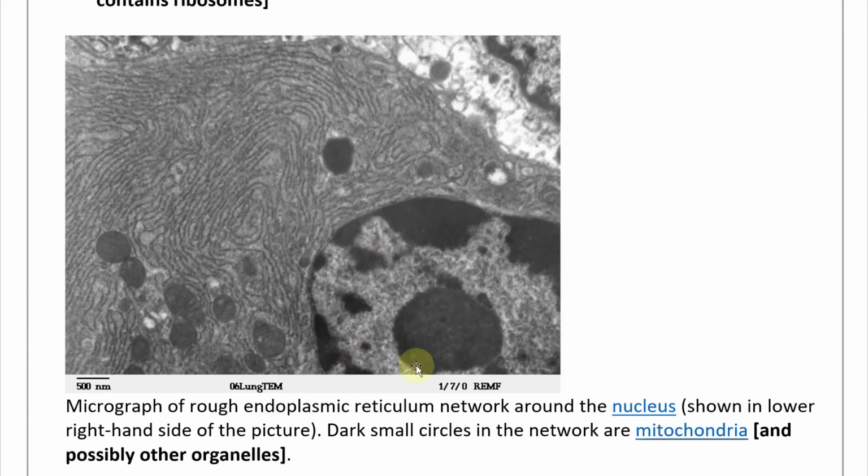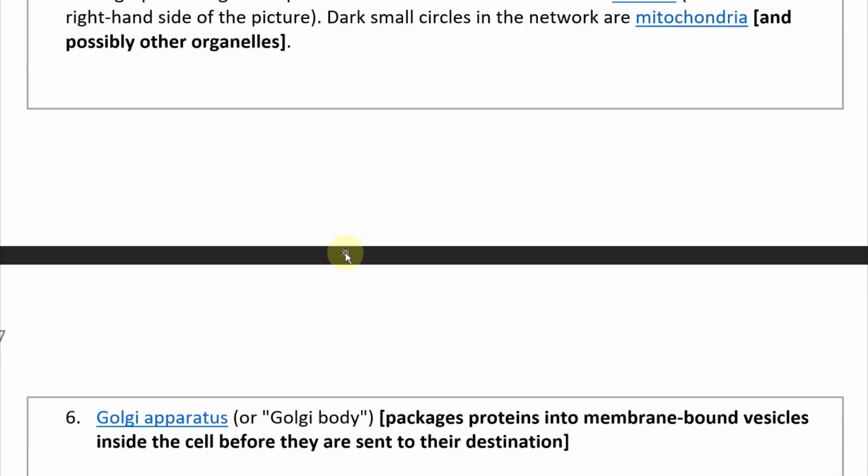So this would be the nucleus over here, and I believe this would be a nucleolus. And then dark small circles in the network are mitochondria and possibly other organelles. So dark small circles in here, possibly mitochondria. I think these ones are the mitochondria over here. But it could be other stuff as well, because they don't all look the same. But these lines across there, that's usually how the mitochondria look.